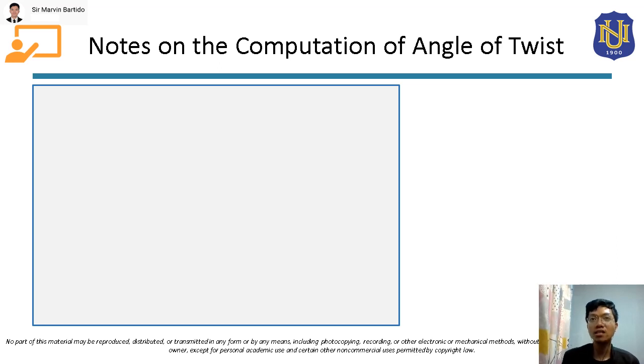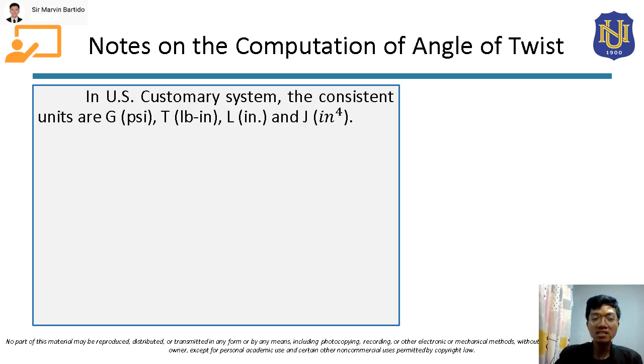It is a common practice to let the units of G, the modulus of rigidity or shear modulus, determine the units of the other terms. Let's say in the US customary system, the unit for G is PSI. We know that PSI is pound per inch squared. So all the other quantities must be expressed in pound and inch. The torque T must be expressed in pound inch, the length L in inches, and the polar moment of inertia J in inches to the fourth.